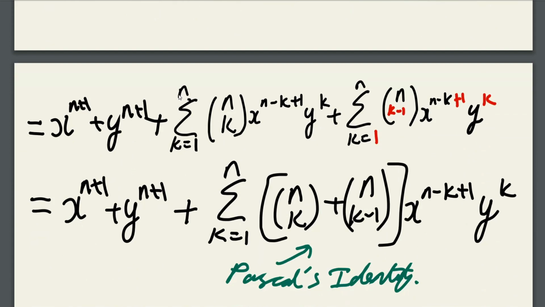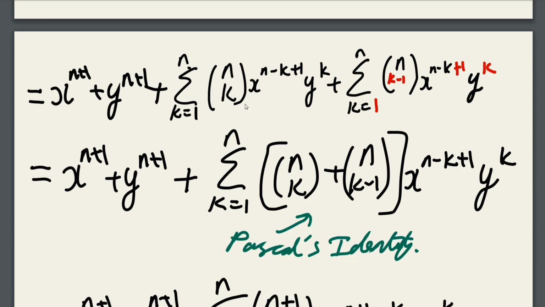We'll then notice that the series run on the same indices here. They run from k equals 1 to n, k equals 1 to n. And we also have these two terms here that can be grouped together. There's y to the k and the x to the n minus k plus 1. So we'll do that. We'll put these together in one big sum.